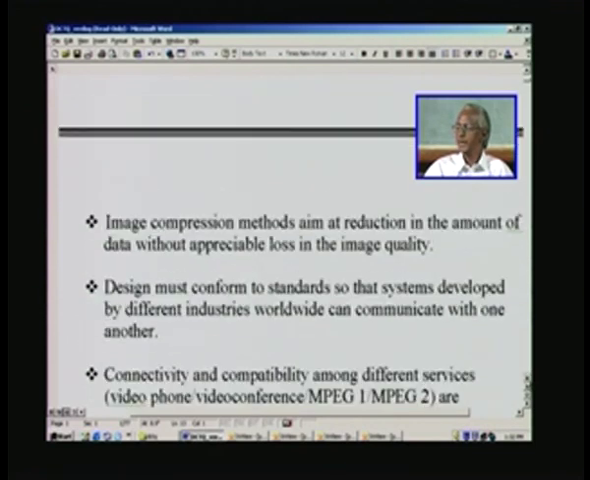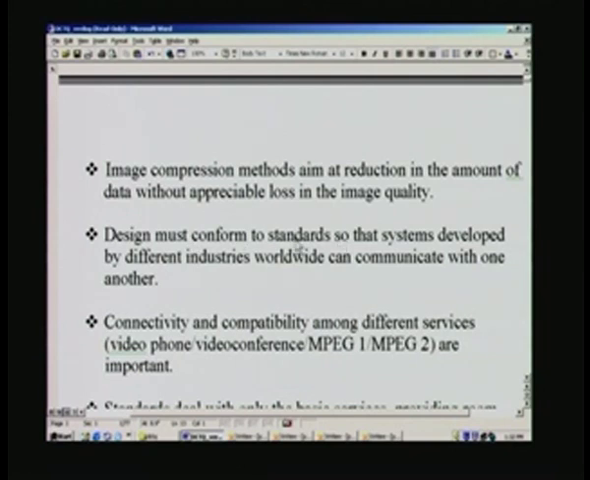These designs will have to conform to standards, otherwise there is no communication between one design and the other. Also important is the connectivity and compatibility among different services, for example video phone to video conference or to MPEG-2 and so on. We will see a little more in detail next. Design must conform to standards so that systems developed by different industries worldwide can communicate with one another. Connectivity and compatibility among different services, video phone, video conference, MPEG-1, MPEG-2 are as well important.